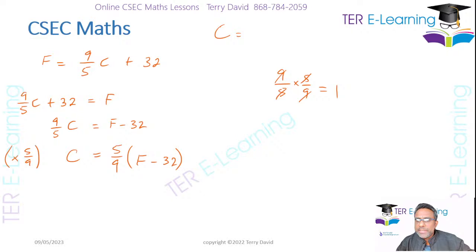Somebody is saying something about 5/9 divided by. Remember what I'm doing here: all I'm doing is multiplying both sides of the equation by 5/9. Or you can think of it as F minus 32 divided by 9/5. However way you think of it, that's fine.